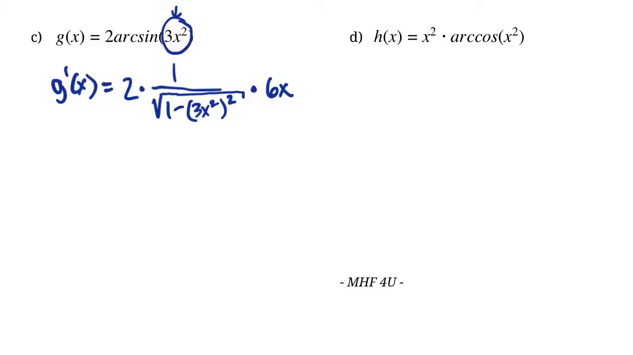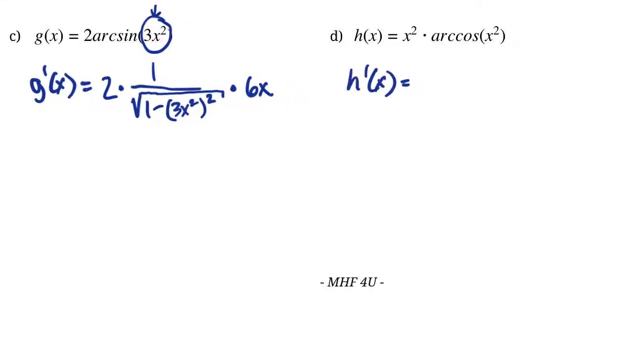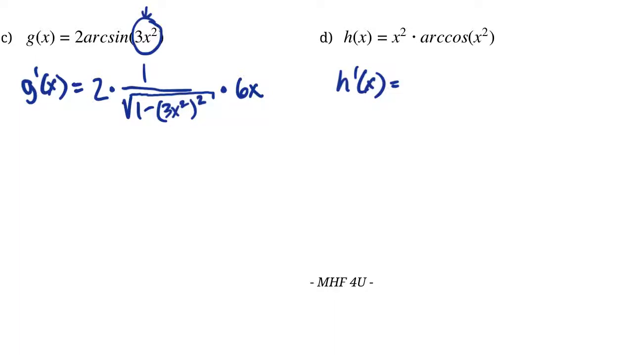And D, we have h of x. So h prime of x is going to be what? Well, this is a case where we actually have two functions essentially multiplying by each other. Two things with x's in them multiplying by each other. So the little bell that should go off in your head should be product rule. So derivative of the first part times the second part plus the first part times the derivative of the second part, right? So the derivative of x squared is just 2x, and then we're going to multiply by arc cos x squared. We don't do anything to that part there.